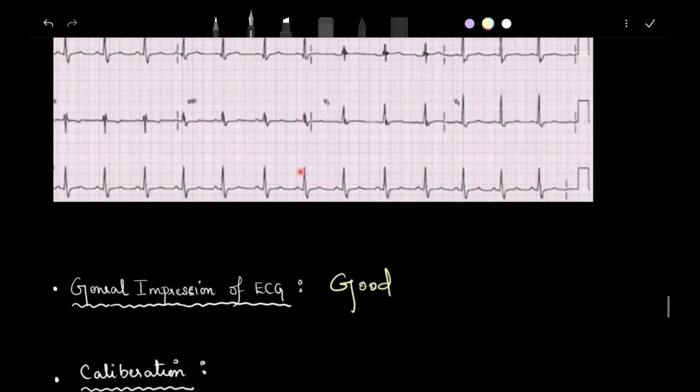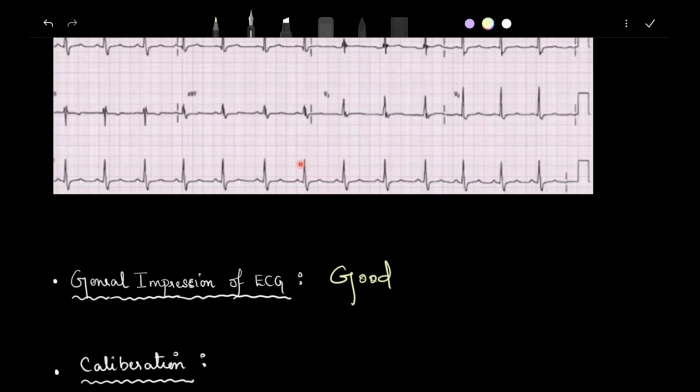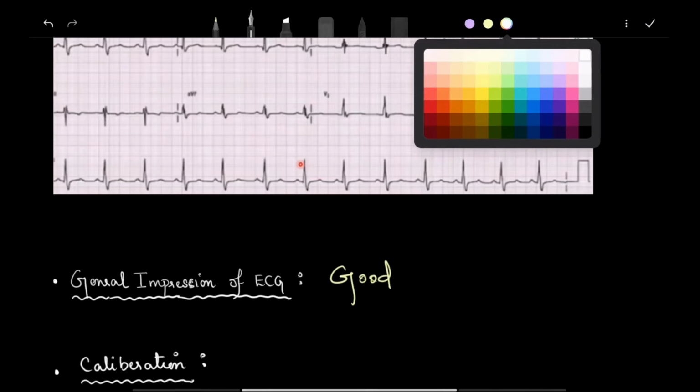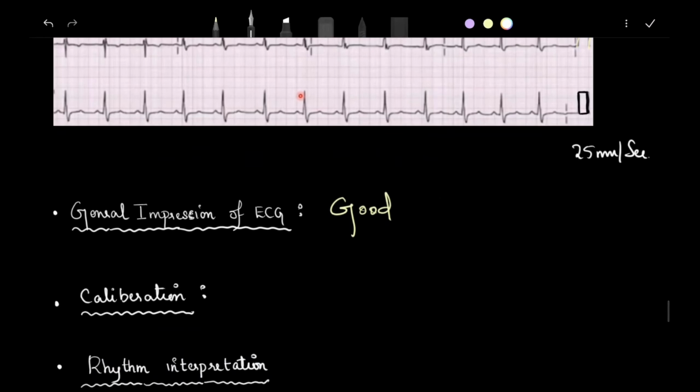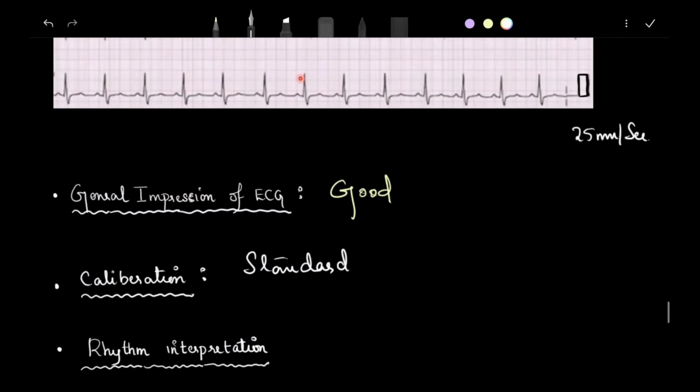Then we should know the calibration. This is the calibration given here. We could say that it covers one square and two big squares vertically, so it is calibrated at the rate of 25 millimeter per second. That is a good calibration. That is a standard calibration. Next, we check the rhythm interpretation.